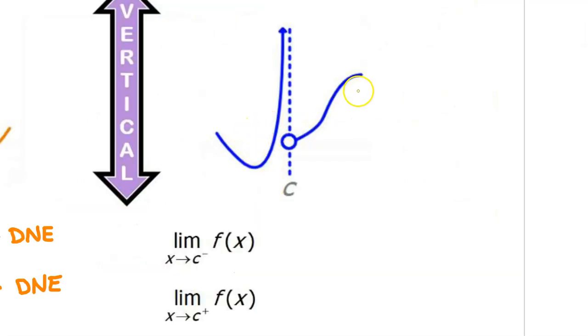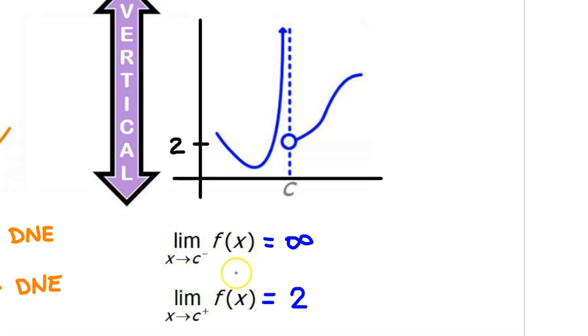Switching to the blue function, the limit as x approaches c from the left of f of x is like this. As we approach c from the left, the output values increase without bound, so the limit is positive infinity. How about as we approach c from the right? Well, as the input values approach c from the right, the output values approach, well, whatever this output value is. Let's call it 2.